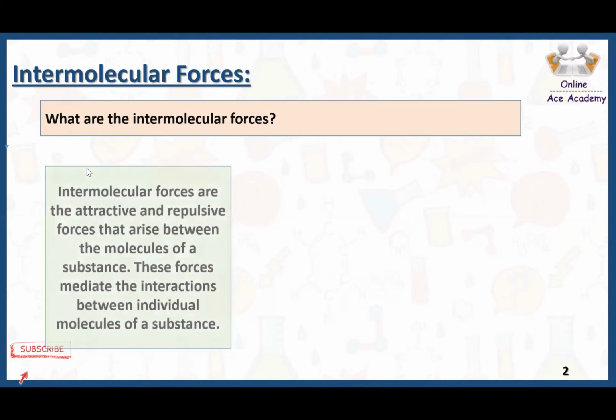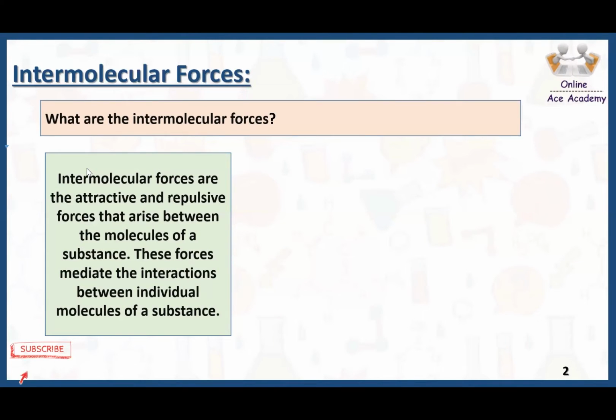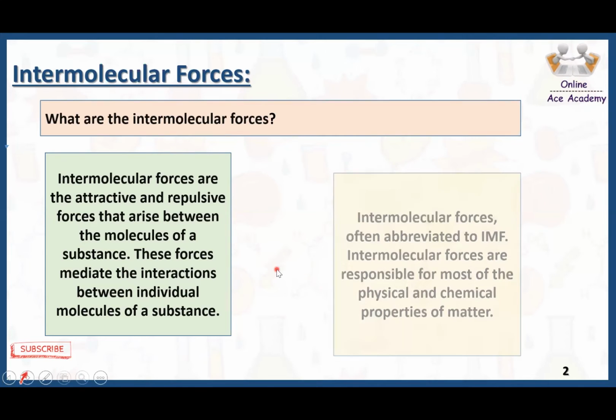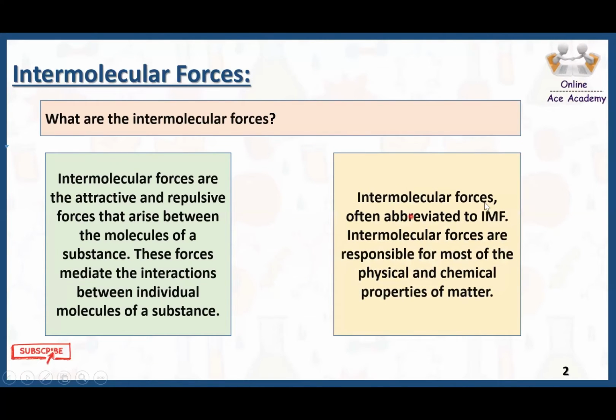What are intermolecular forces? Intermolecular forces can be attractive also, and they can be repulsive also, and they are between the molecules of a substance. These forces are the attraction between the individual molecules of a substance. So when there are attractions between the individual molecules, whether 2, 3, 4, 10, even 100 molecules are there in a substance, the attractions between them are the intermolecular forces. Intermolecular forces, often abbreviated to IMF, are very important because these are the ones that are responsible for the physical properties of any matter.